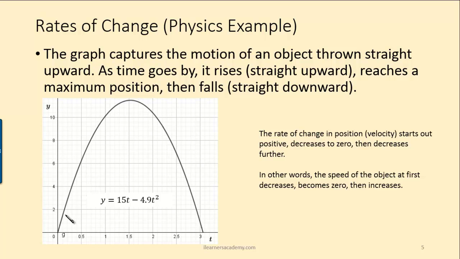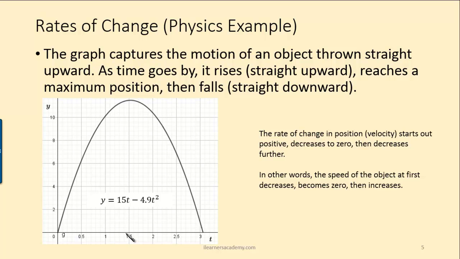That rate is in physics referred to as the velocity. And so if you were to find out the gradient right here at this point, you would get 15. And so this object is being shot straight upwards with a velocity of 15 meters per second because the rate of change of its position with time is 15 meters per second.